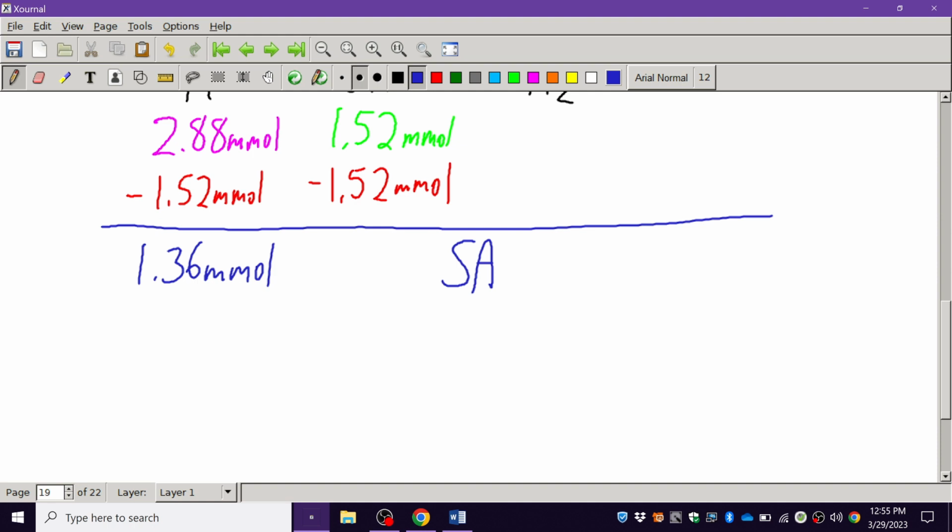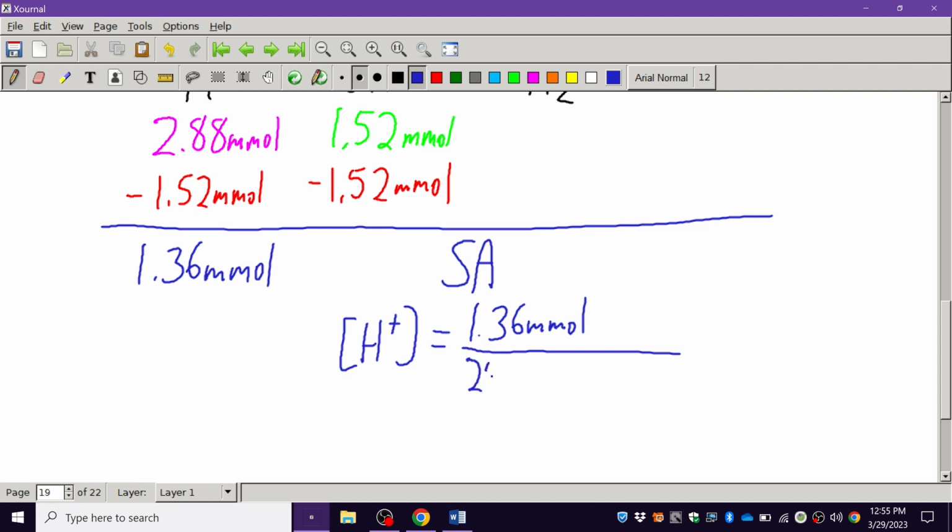And so what do we do next? We say, okay, how do I figure out the concentration of hydrogen ion in this solution? I take the number of excess millimoles, and I divide it by the total volume of the titration mixture, assuming everything's additive. Okay, we start with 25 milliliters of strong acid solution, and at this point we've added 15 milliliters of strong base solution. So we're going to take that 1.36 and we're going to divide by 40. And that's going to give us the molarity of hydrogen ion in this strong acid solution. What do we get?